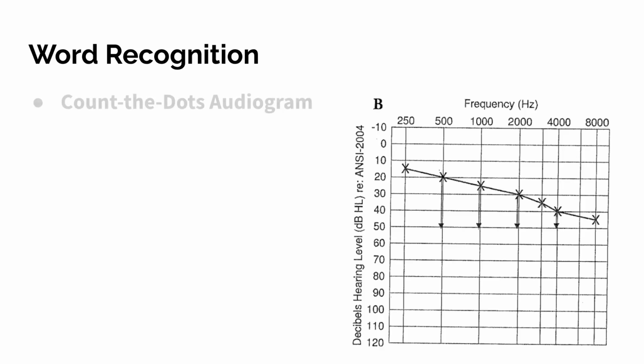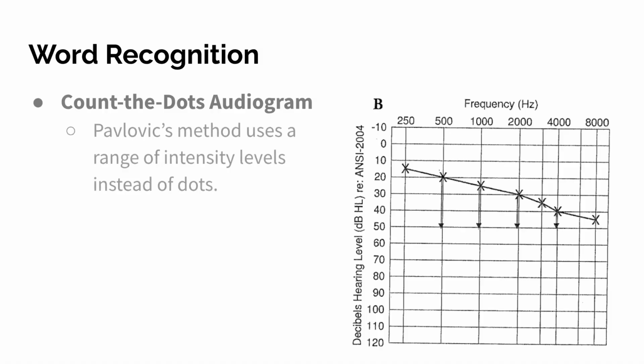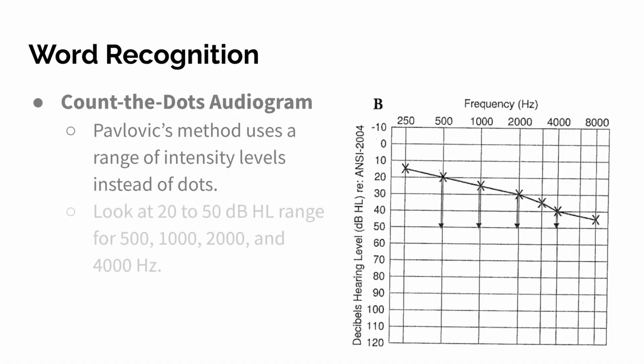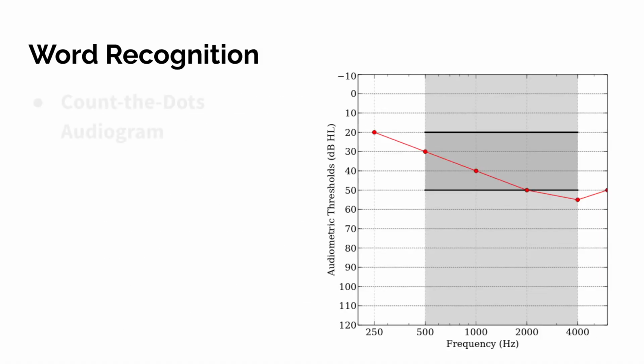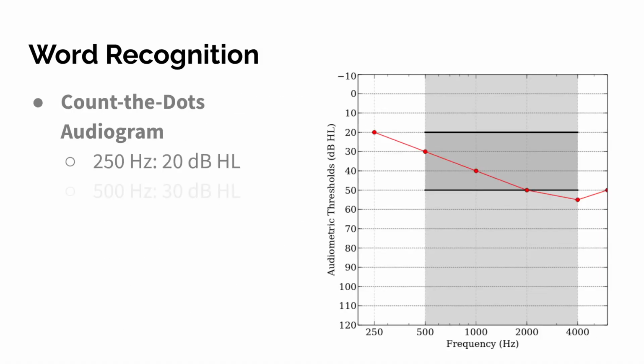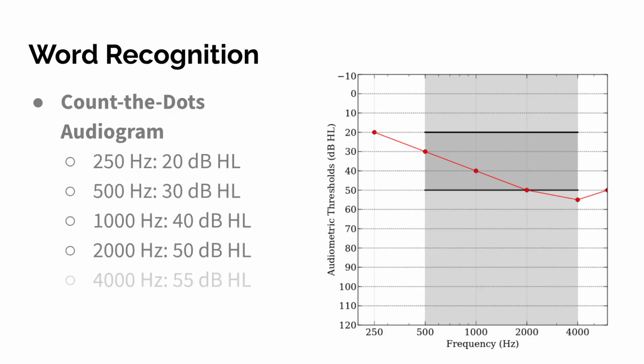Here's another version of the Count the Dots. Well, this is not the Count the Dots audiogram. This is another version of the articulation index. This is Pavlovic's method, where he looked at the range between 20 to 50 dB HL for 500, 1000, 2000, and 4000 hertz. He looked at what proportion was audible in 5 dB steps. And here's a template that I created for this based on his method for the articulation index.